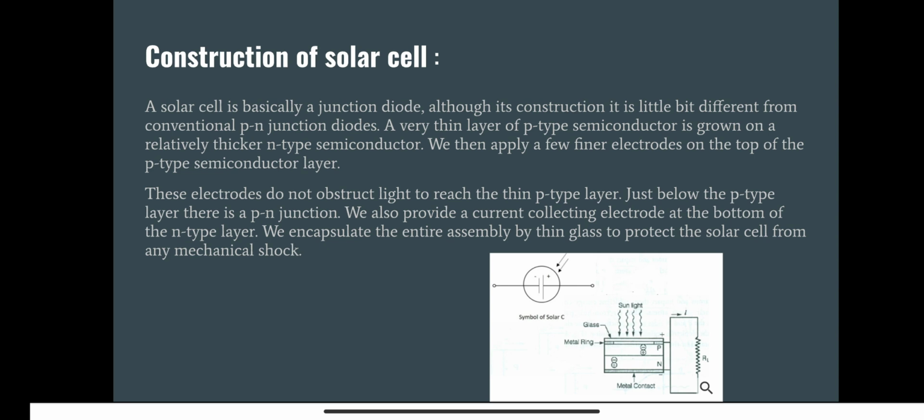Just below the P-type layer, there is a PN junction. We also provide a current collection electrode at the bottom of the N-type layer. We encapsulate the entire assembly with thin glass to protect the solar cell from any mechanical shocks.